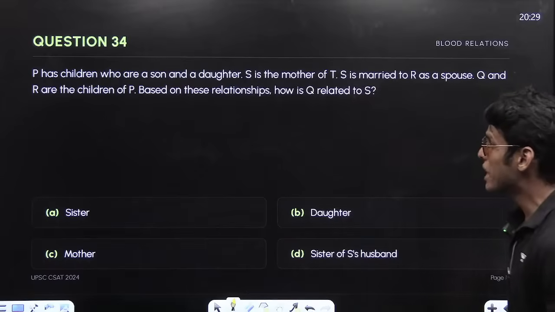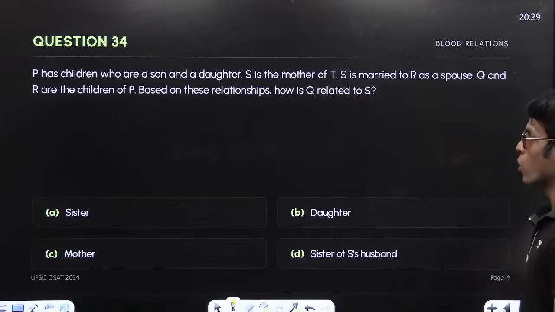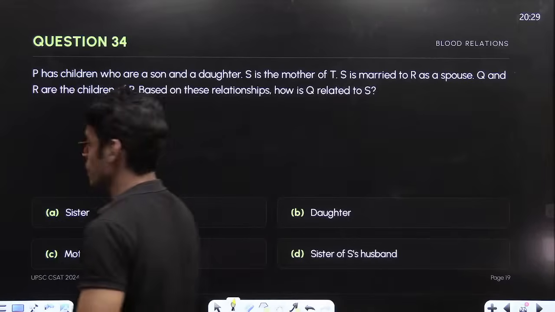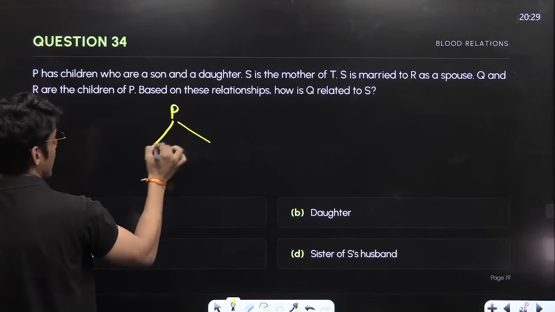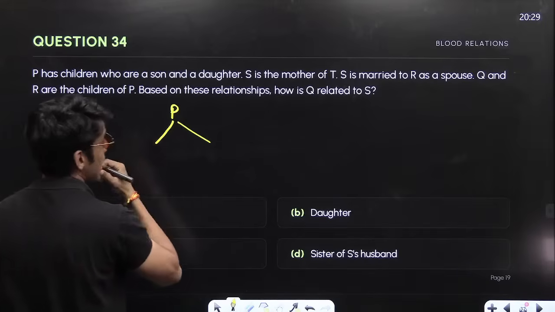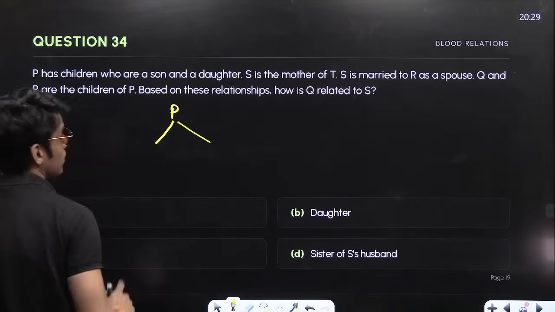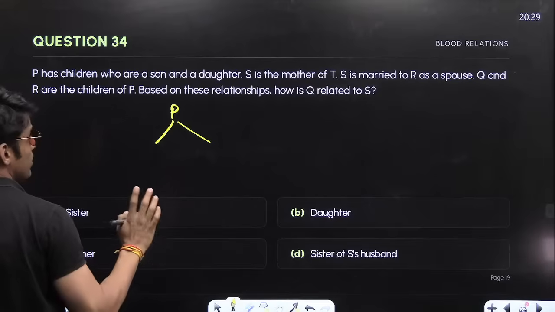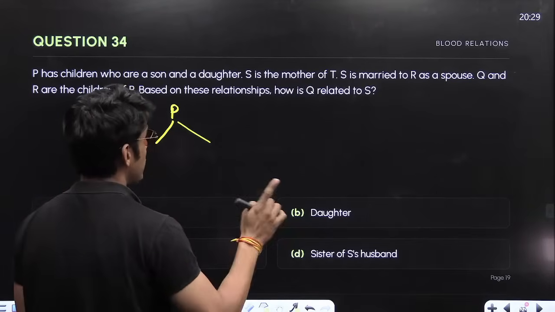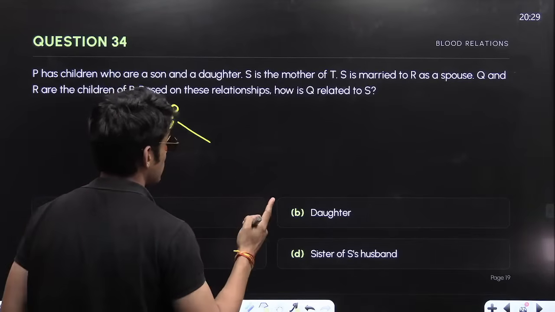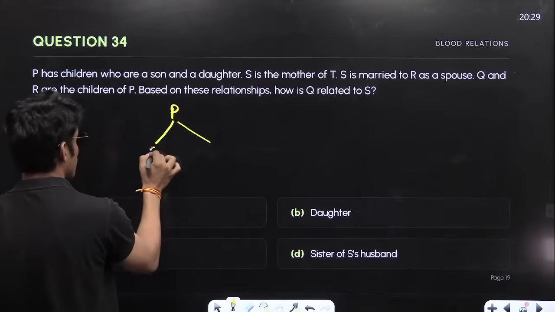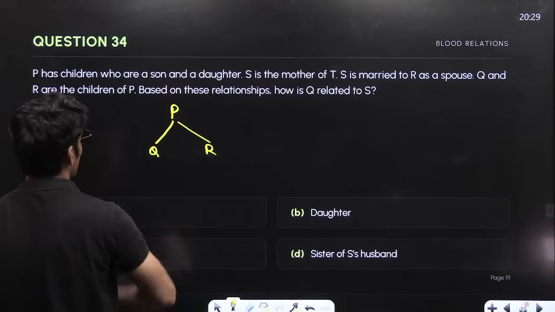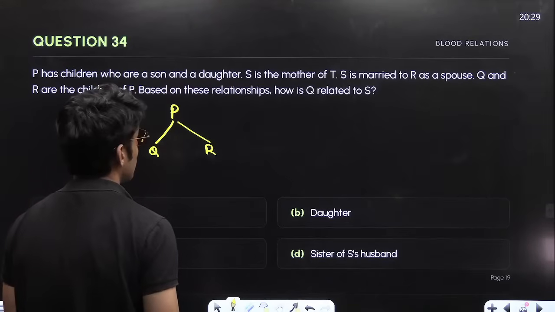Now, P has children who are a son and daughter, right? This is a blood relation problem. S is mother of T. We will see to it. S is married to R as a spouse. Q and R are children of P. Now, this is good. Q and R are children of P, right?